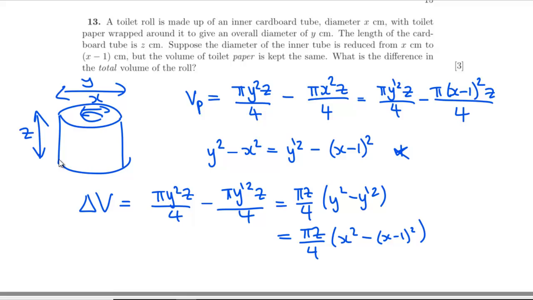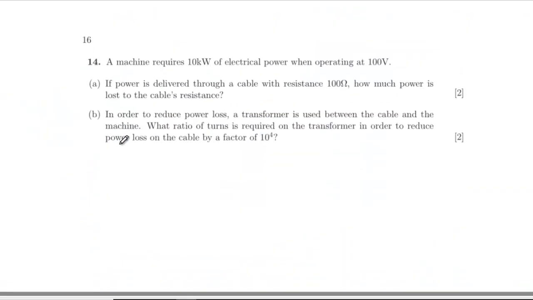So the x squareds are going to cancel, and it's going to leave us with minus 2x plus 1, multiplied by minus 1. So that's pi z over 4. What did I say? Minus 2x becomes 2x, and plus 1 becomes minus 1. Okay, that wasn't too bad. It was quite a lot for 3 marks, but nothing out of the ordinary, really.